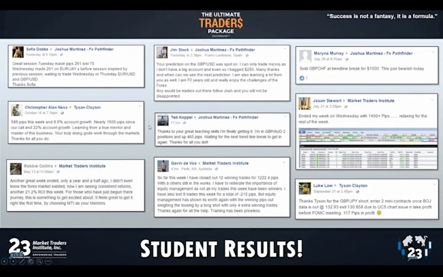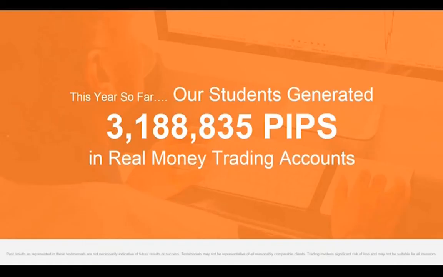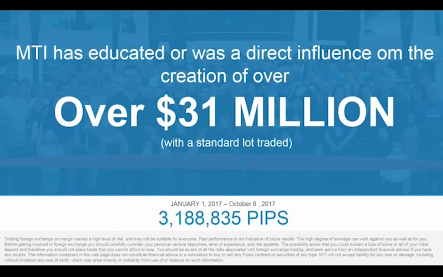So what we've got right here, more results. In fact, our students in real money trading accounts, again, you can research any other companies out there and see if they can produce results like this. Real money trading accounts this year through today, October 19th, 2017, have generated over 3.1 million pips in real money trading accounts. That's over $31 million on a standard lot.